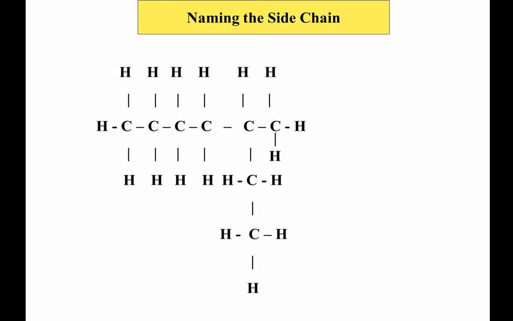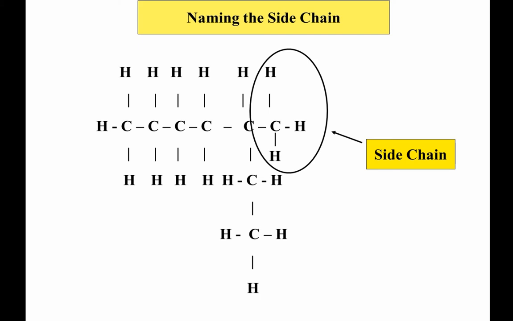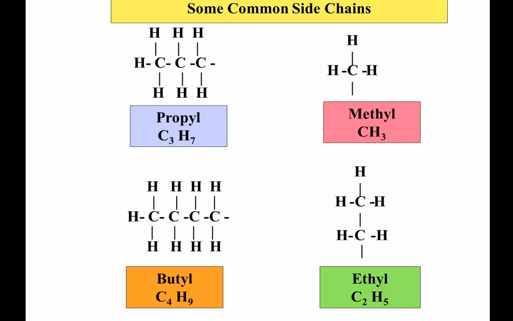Here's our original compound. The side chain is a 1 carbon chain. Notice it's on the 1, 2, 3, 4, 5, 5th carbon from the long end, and 3rd carbon from the short end. There's the side chain. Other common side chains could be, well, you could have propyl, which would be a 3 carbon chain, butyl, which would be a 4 carbon chain, ethyl, which would be a 2 carbon chain, etc.